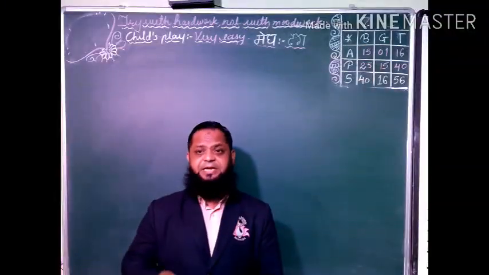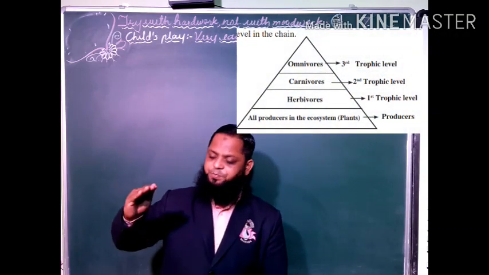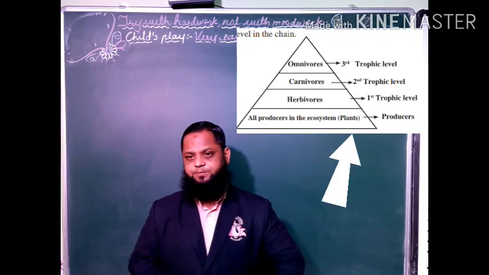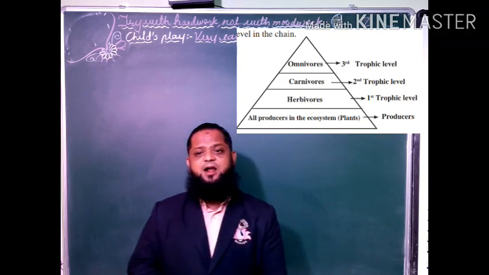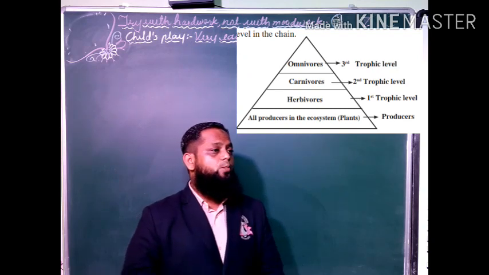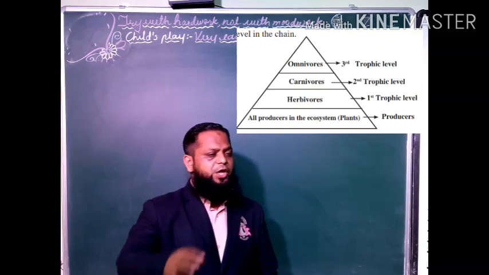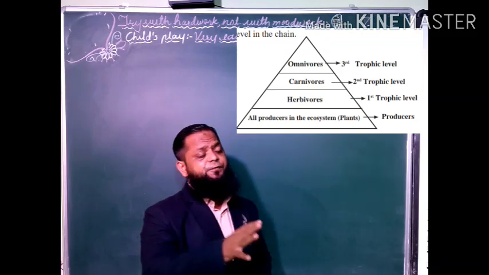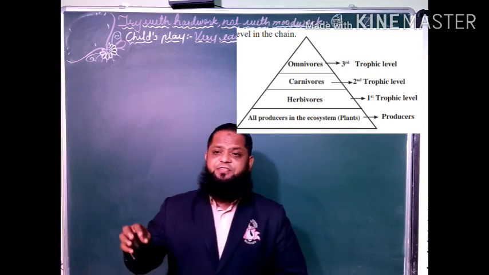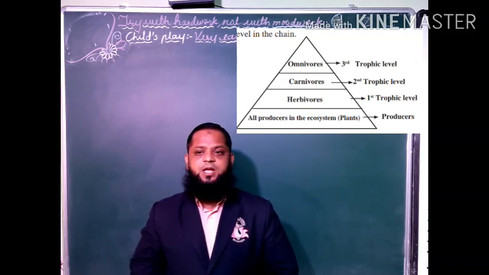Observe the figure. In this, we are able to observe that at the bottom of the pyramid, all the producers are present. The producers are nothing but the plants, and plants are more in number in the ecosystem. Every food chain begins from the producers. So producers are nothing but the plants. That's what we are able to observe in the diagram.